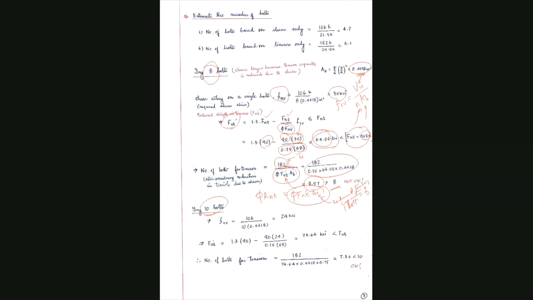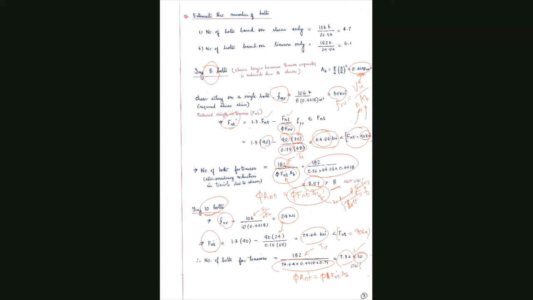So we repeat the steps. We calculate the value of Frv, which is Vu over N times Ab, and we find Frv as 24 ksi. We substitute the value of Frv into Fnt prime, the reduced value of Fnt, and you get 74.64, which is less than Fnt. Fnt is 90 ksi. When you plug in these values, with Tu over phi Rnt, where the reduced value is phi Fnt prime Ab, you get 7.36, which is less than 10, which means it's okay. So for this type of connection we use 10 bolts, and that's the end of the design.